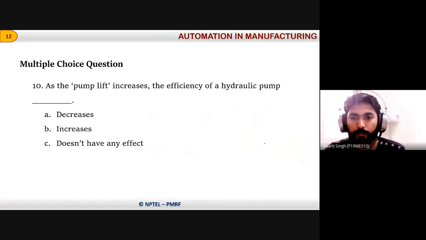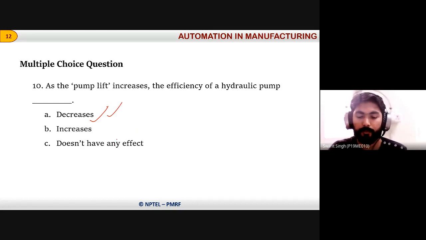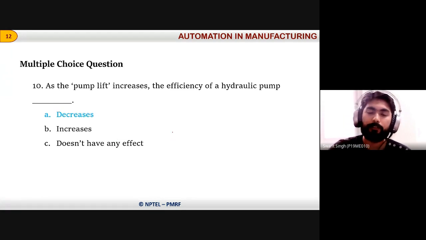So, moving to the last question. This question says, as the pump lift increases, does the efficiency of the hydraulic pump decrease, increase, or have no effect? We got one answer, A. Anyone else? Again one answer. Two answers for A. Okay, so the answer is decrease only.